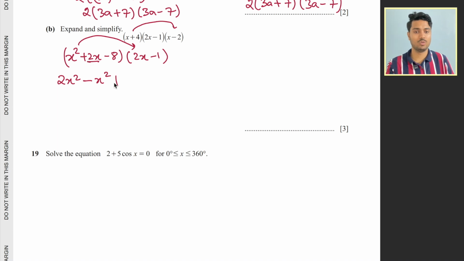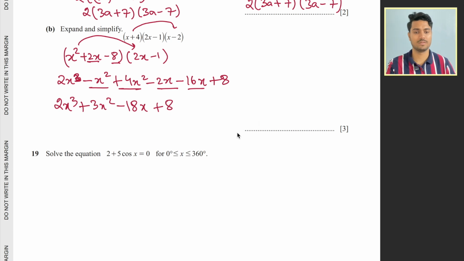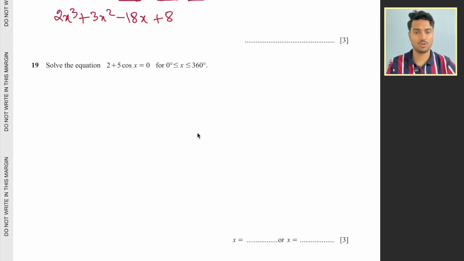Now 2x into 2x is going to be 4x square, 2x into negative 1 is going to be negative 2x. Now negative 8 into 2x is going to be negative 16x, negative 8 into negative 1, which is positive 8. Now we have 2x cube, and plus 3x square, this and this, minus 18x plus 8. That's the answer. Let's move on to question number 19 now.